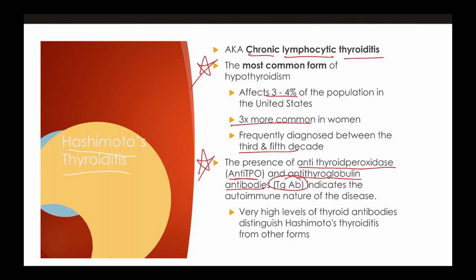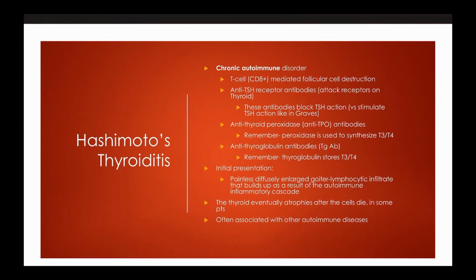But very high levels of these thyroid antibodies will distinguish Hashimoto's from the other forms. So other forms of hypothyroidism may not have these antibodies, but if they do, that means you have Hashimoto's. It's a chronic autoimmune disorder. Here's our T cell mediated destruction, these CD8 cells.